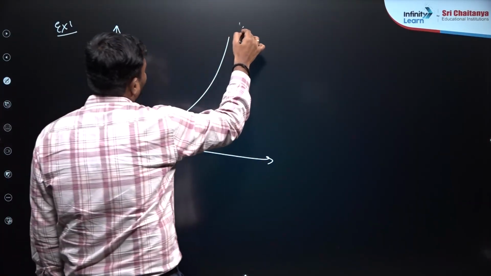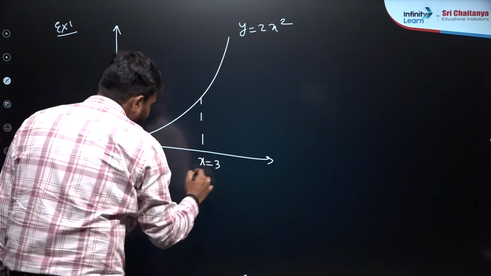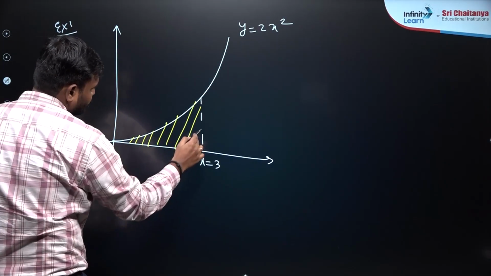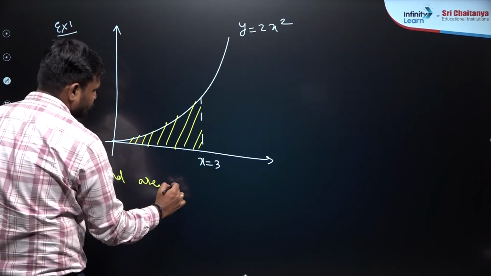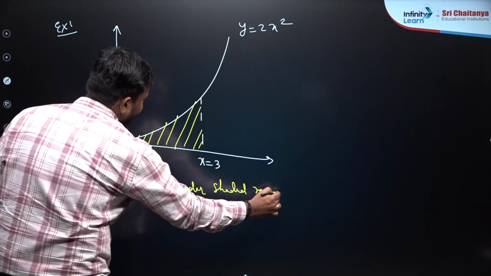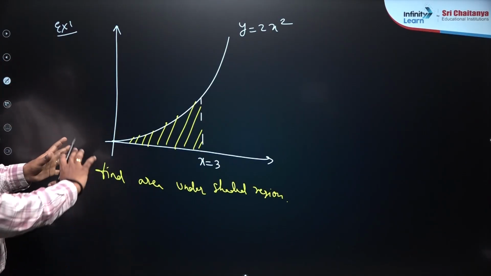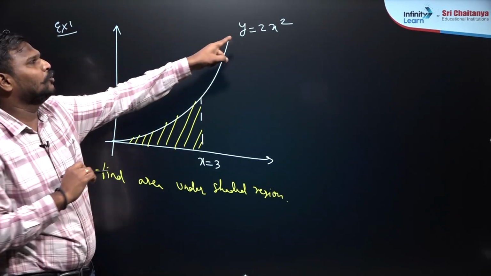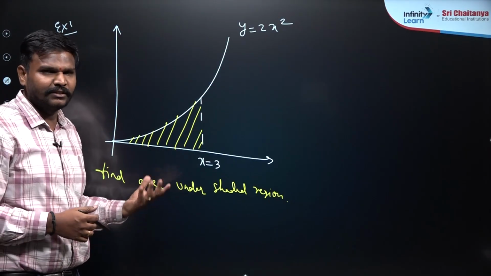Let us say they have given a parabola y is equal to 2x square, and they are asking us to find the shaded region. What is the area of the shaded region? That is the question. So quickly, what we should remember, this is not a rectangle or sphere or a standard formula. This is a parabolic path. So we can't measure this area by using multiplication or division.